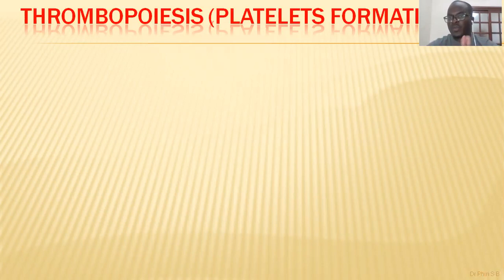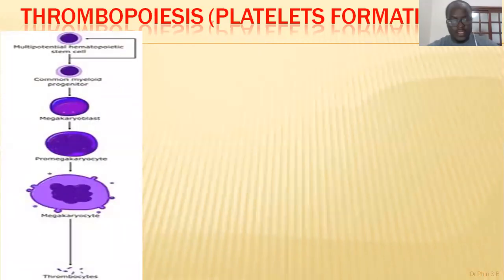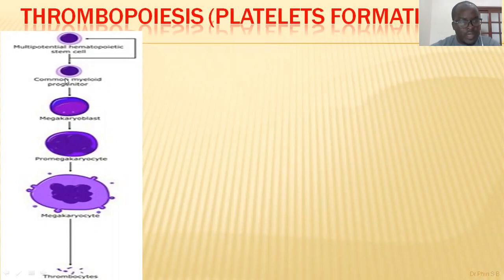From the common myeloid progenitor cell is where the megakaryoblasts come from. So that's the pathway we're discussing. Here you have the multipotential hematopoietic stem cell within the bone marrow that will differentiate into the common myeloid progenitor cell. There are other steps here that you know by now. It differentiates into the common myeloid progenitor cell due to factors: you have the growth inducers and differentiation inducers that stimulate this conversion.